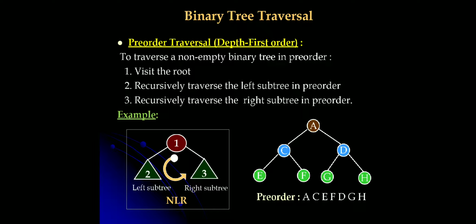Coming to pre-order traversal, it is also called depth first order. And to traverse a non-empty binary tree in pre-order, this is the procedure you have to follow. First visit the root, then recursively traverse the left subtree in pre-order, and finally recursively traverse the right subtree in pre-order. It is root, left and right. So for this binary tree, what is the pre-order traversal you are going to get? First visit the root. A is the root, visit it.